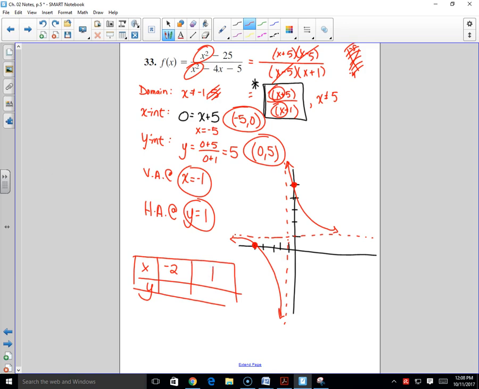And if we had plugged that in, negative 2 would have been 3 over negative 1. Maybe that would have been enough to tell you to go down if you didn't know otherwise. And if you had plugged in 1, that'd be 6 over 2, which would be 3. Maybe that would have been enough to tell you to go up.